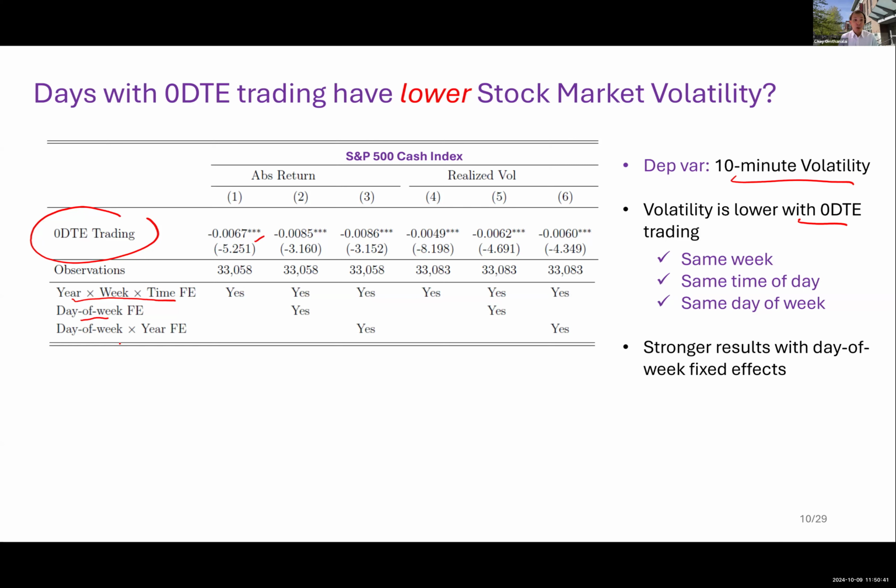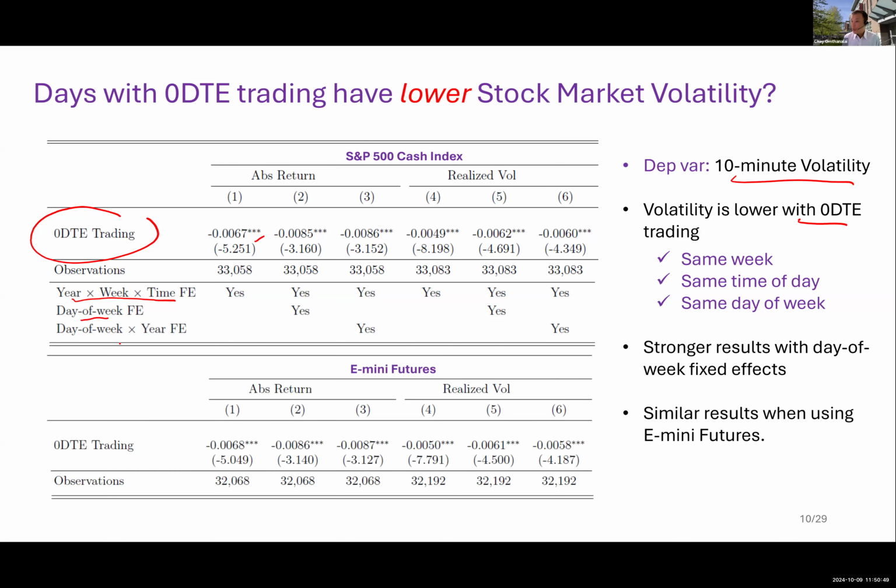So that allows us to add this set of fixed effects and compare within the same week, same day of the week. We can repeat the same results with E-mini futures. If you don't like the cash index, we have E-mini futures. And something really interesting here is that the coefficient estimates are almost identical between E-mini and cash index. This was not a surprise to us in the end, because the correlation between cash index return and E-mini 10-minute interval is like 98%. So the results are very robust. And this is a very strong set of fixed effects.